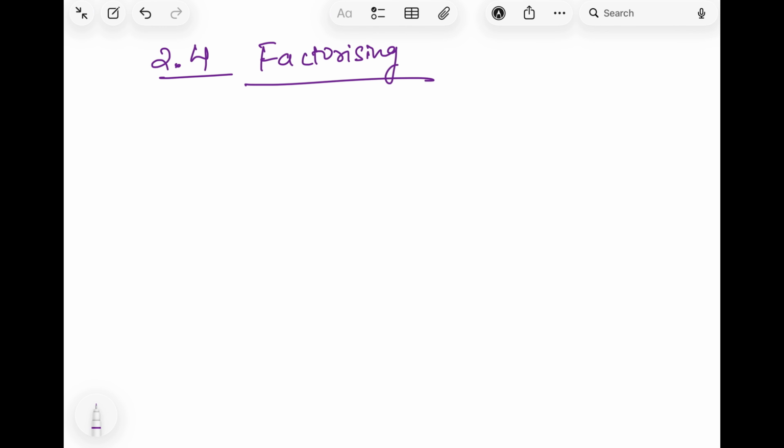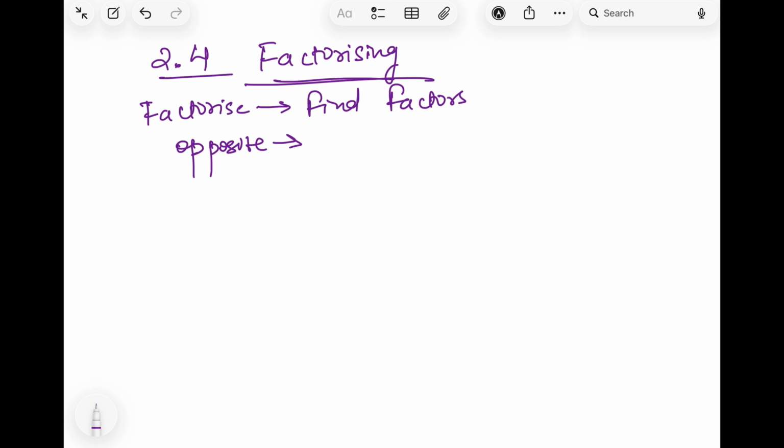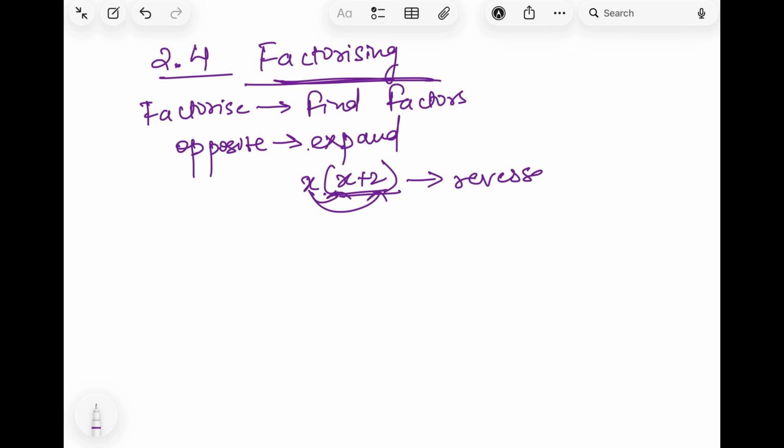So what is the meaning of the word factorize? Factorize something means to find the factors. So now this factorizing is just the opposite of what we did in expand. In expand, what did we do? We used to expand the bracket, right? Bracket was given and we used to expand by multiplying the first number with both the numbers in the bracket. In factorizing, we will just do the reverse or opposite of that.